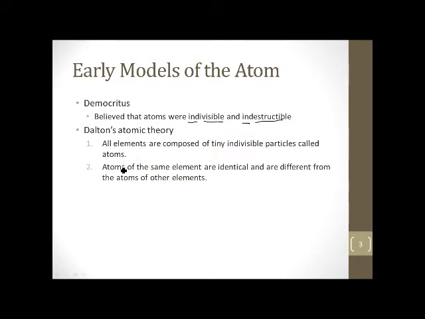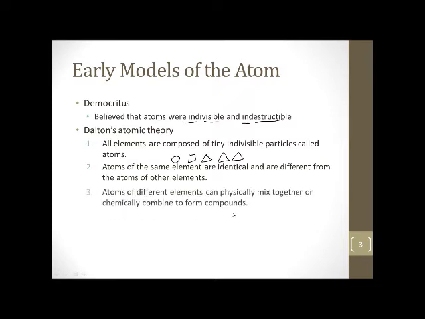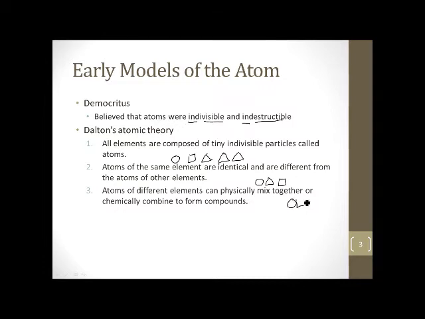Two, atoms of the same element are identical and are different from the atoms of other elements, right? Remember when we did the R, S, Q, and T activity? So R is different than S, Q is different than T, but every atom of T is the same as every other atom of T. Three, atoms of different elements can physically mix together or chemically combine to form compounds. So physically mix together, where you have a thing with just some different stuff in it, or chemically combine to form different compounds.